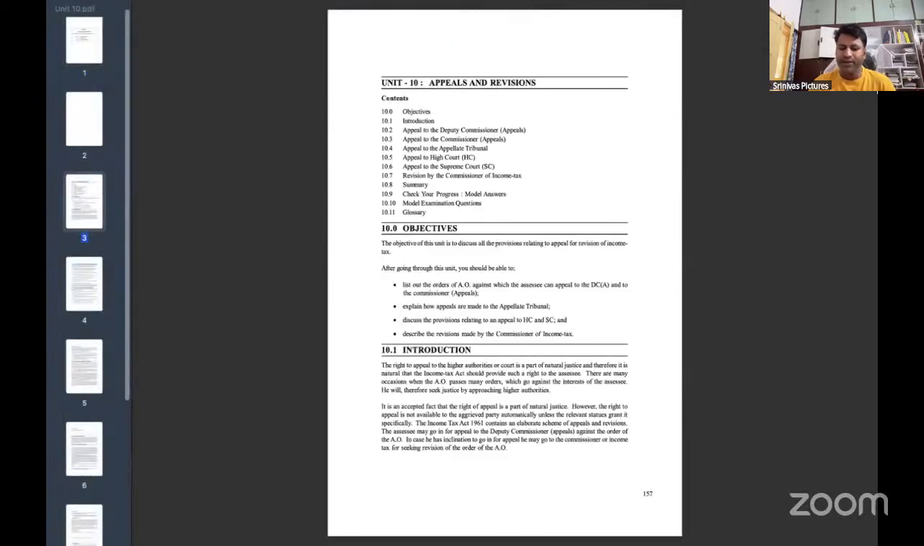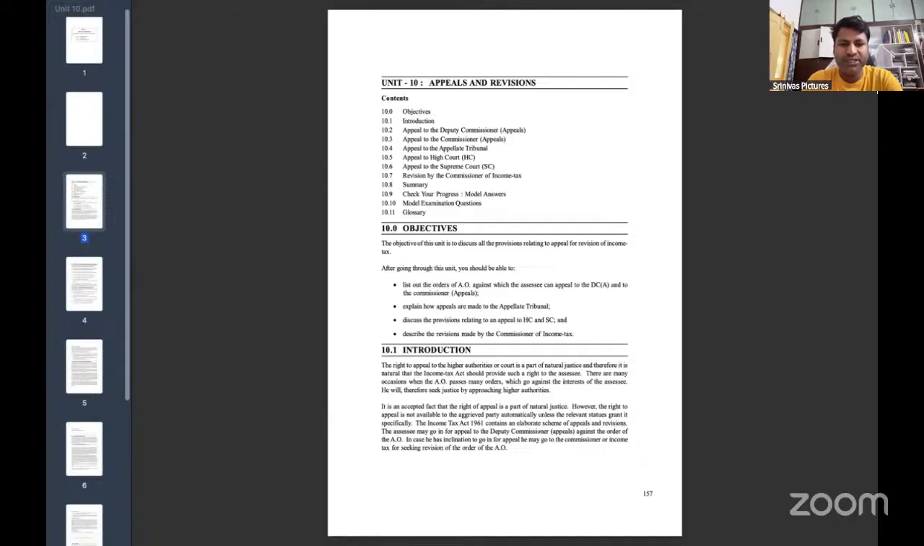What is the main purpose of studying this chapter? What are the objectives? What are the topics we are going to cover? This chapter on appeals and revision covers the appeal to the deputy commissioner, appeal to the commissioner, appeal to the appellate tribunal, appeal to the High Court, appeal to the Supreme Court, and when we are going to approach them and what is the process to approach them. All of that we are going to discuss.